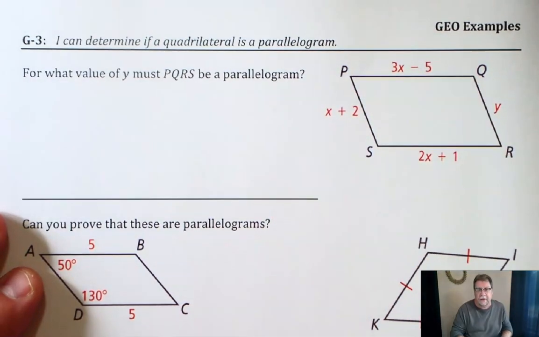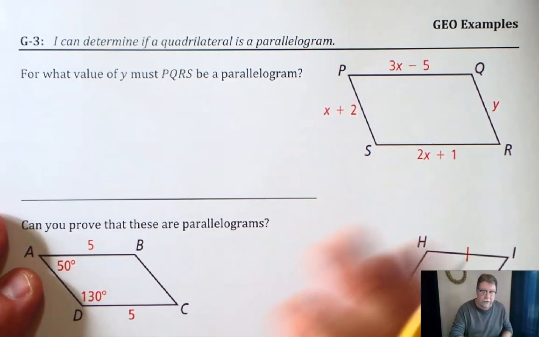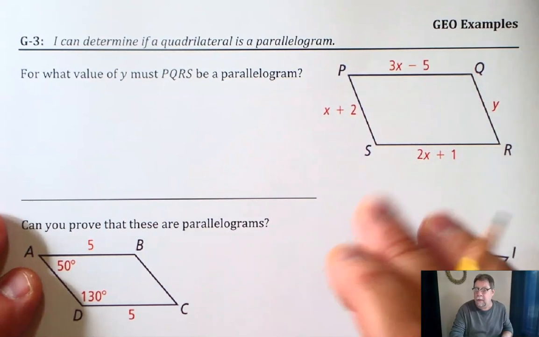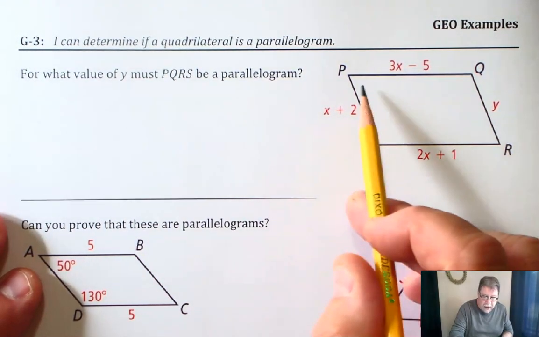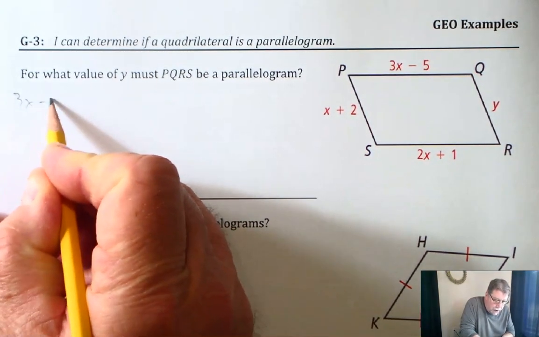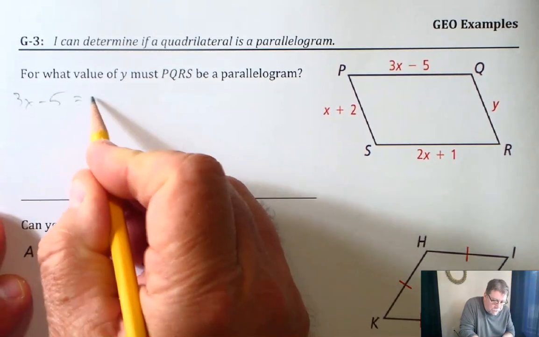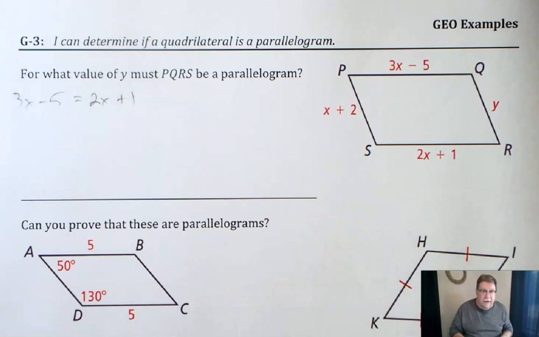And so one of the things that we have to remember is in a parallelogram, we know that the opposite sides are congruent. So we could set the opposite sides congruent to each other. So the top would be congruent to the bottom. So we could say 3x minus 5 would have to equal 2x plus 1. And we could solve that for x.